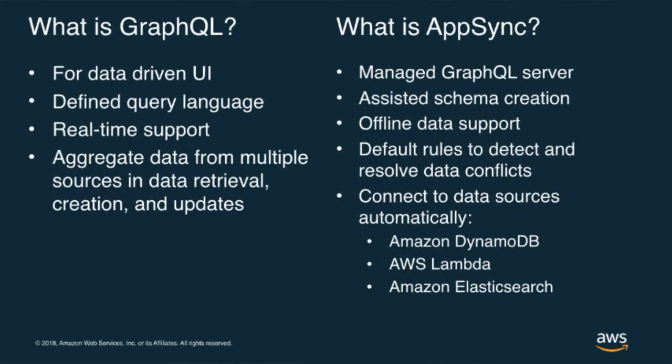AppSync's other killer feature is offline data support, right? So it syncs up data when a device goes offline. And it resolves the data conflicts automatically with some default rules, which you can also customize and do things around that as well.